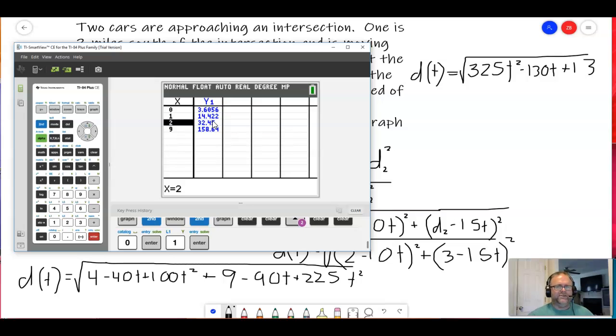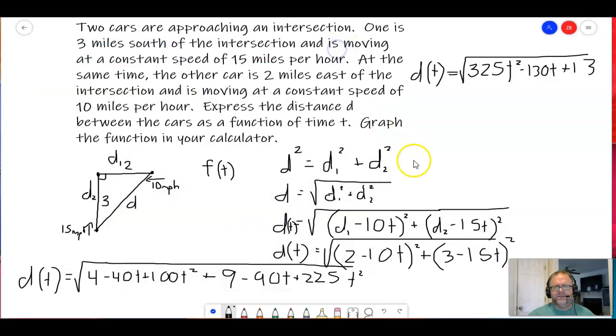Now remember, they're traveling at 10 miles per hour and 15 miles per hour, which means after an hour, they've crossed that intersection, and now they're going in the other direction. So that's why they're so far away from each other. But that's pretty much the gist of this question here. There's a lot of moving parts to it. You need to make sure we know how to FOIL binomials and set it up like this.